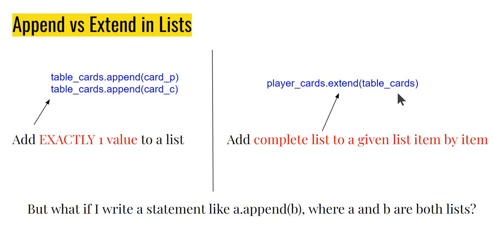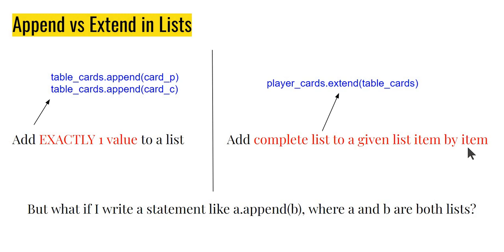Or in case of war, the table cards could have even 8 or 10, or maybe 18 cards and so on. We want to add these item by item to the player cards or the computer cards, and that time we used extend. So, the difference between these two really is that we use append when we have exactly one value to be added to the table cards or to any list. We use extend when we have an entire list to be added and we want to add it item by item.